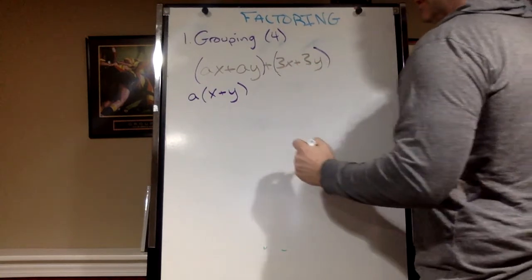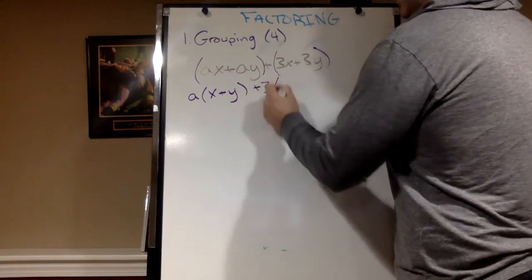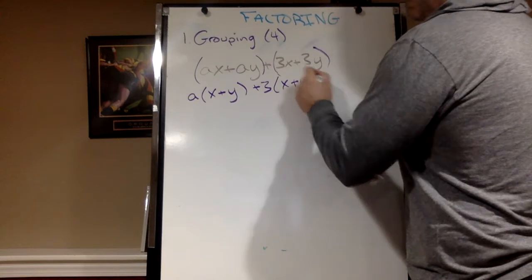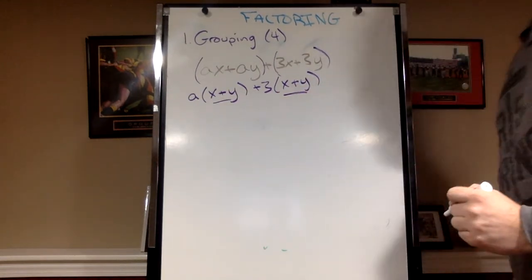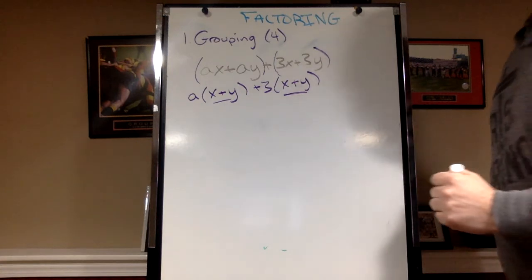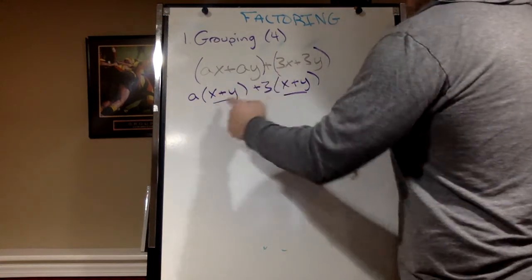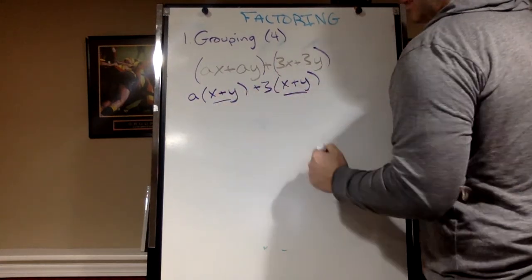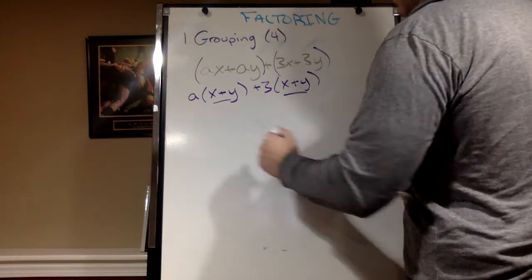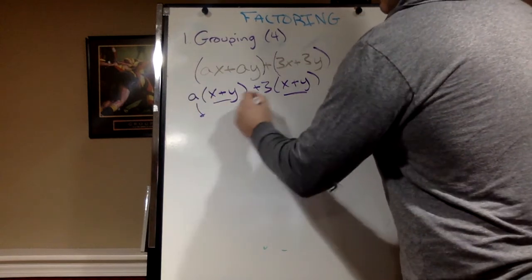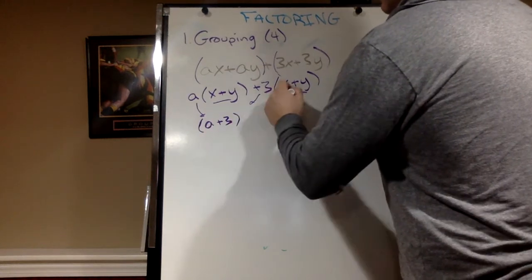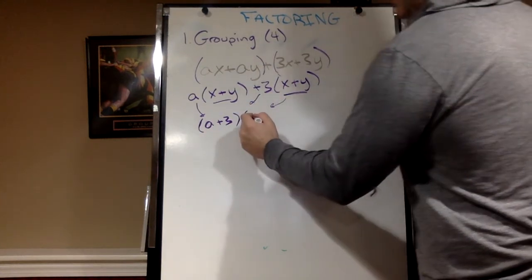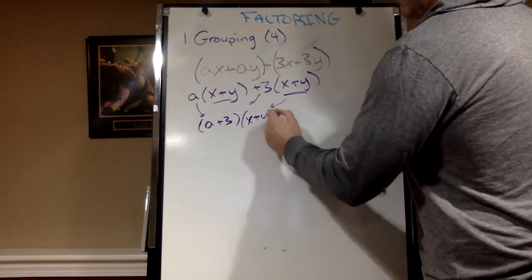What's our GCF over here? 3, and that leaves X plus Y. Now the big key is to make sure that they both have common factors, and the common factors, or like terms, are X plus Y. So, what do we do? We add the coefficients, multiply by the like term.